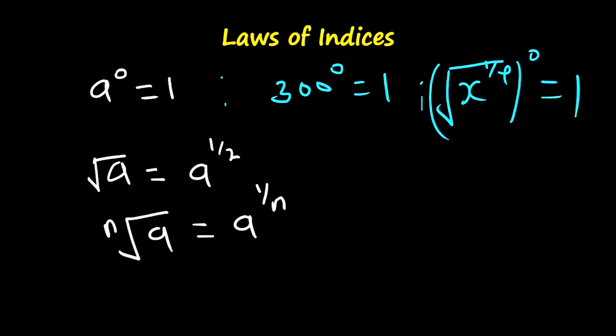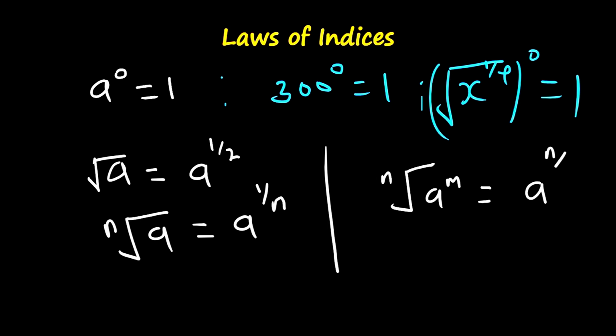And then if you have the nth root of a number a, which is raised to another power m, then that will be the same as taking that number and raising it to m over n. So there are so many other rules that stem from the first three.